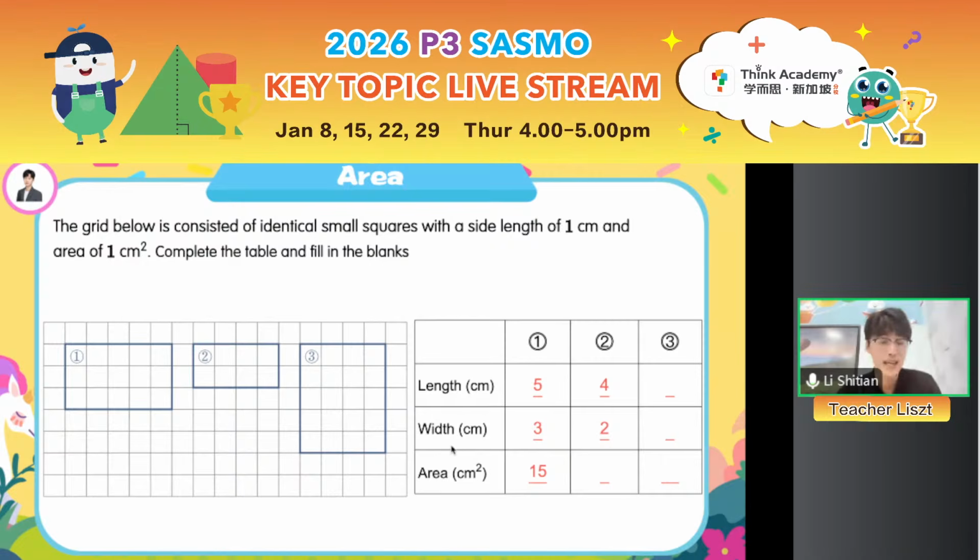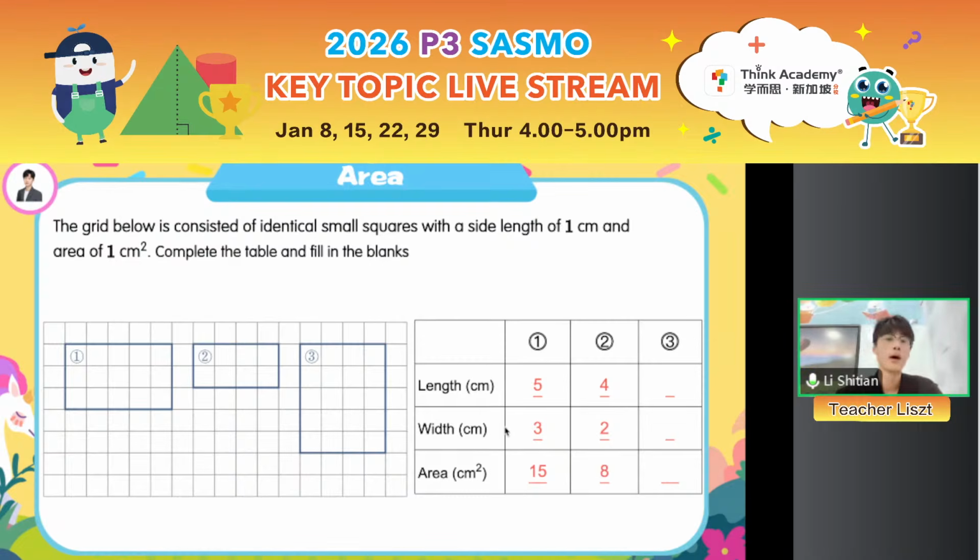Now let's check if it is right or wrong. Let's look at rectangle 2. The length is 4 and the width is 2. Using the method we have learned, the area will be 8, because 4 times 2 is equal to 8. Let's count: 1, 2, 3, 4, 5, 6, 7, 8. There are 8 blocks, so the area of rectangle 2 is 8.